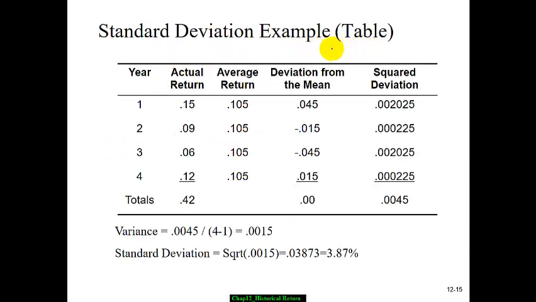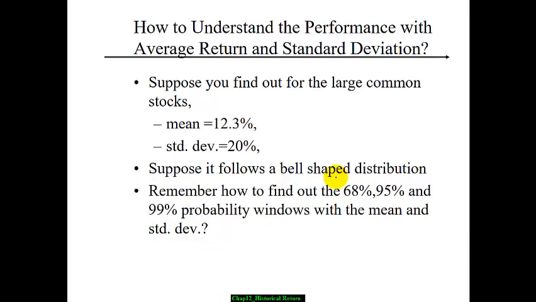You could also use a table format to compute the standard deviation. From the annual returns, get the average return, take the deviation, then square. In the end, you add up and divide by 4 minus 1. So we finished the discussion. There are two measures to evaluate a security. One is the average, the second is the standard deviation. So once we figure out the two measures, what can we do with this? What can we learn from this information?